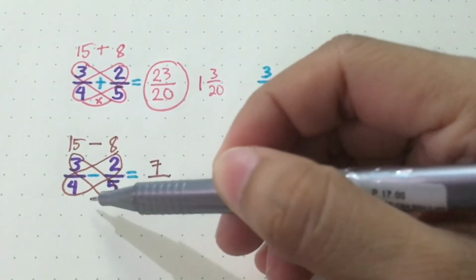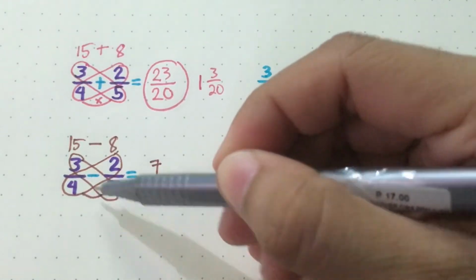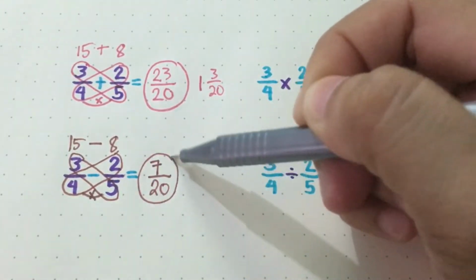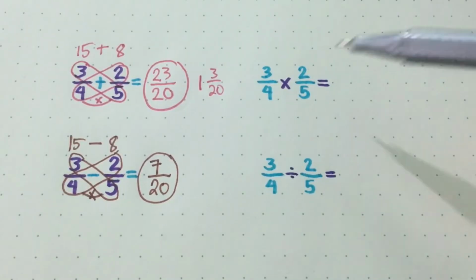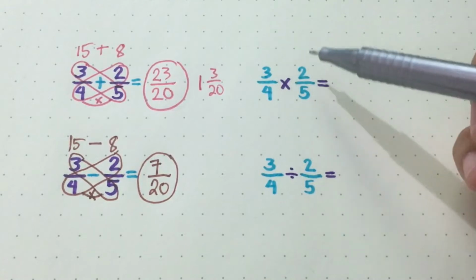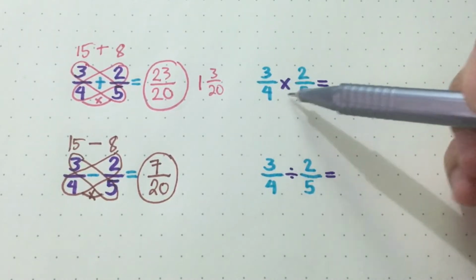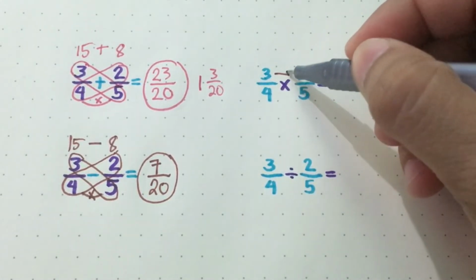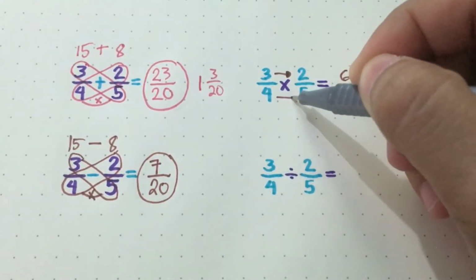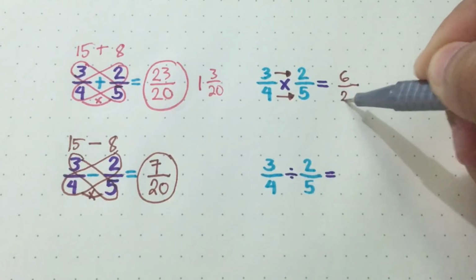Over, for the denominator, we'll do the same. Just multiply the denominators, 4 and 5, so you'll get an answer of 20. So that's it. 7 over 20. Okay, let's proceed now with multiplication. In multiplying fractions, you may just multiply the numerator to another numerator and then denominator to denominator. So direct multiplication. 3 times 2, that is 6. Over 4 times 5, that is 20.